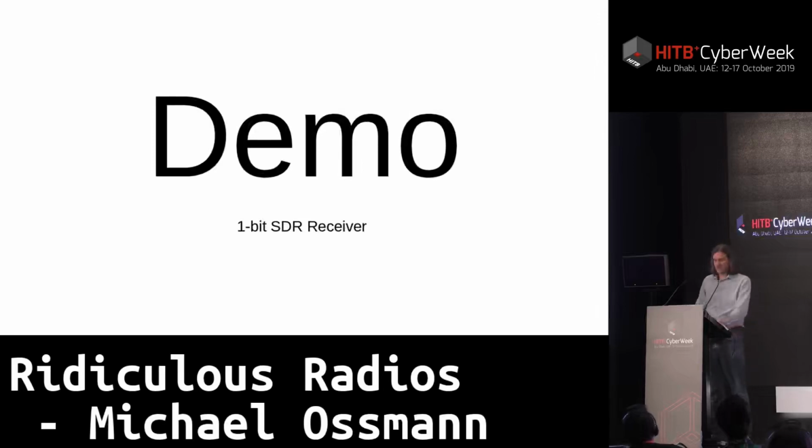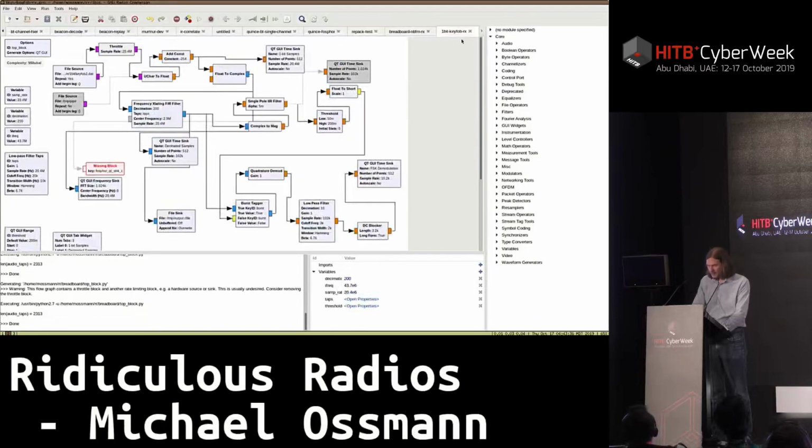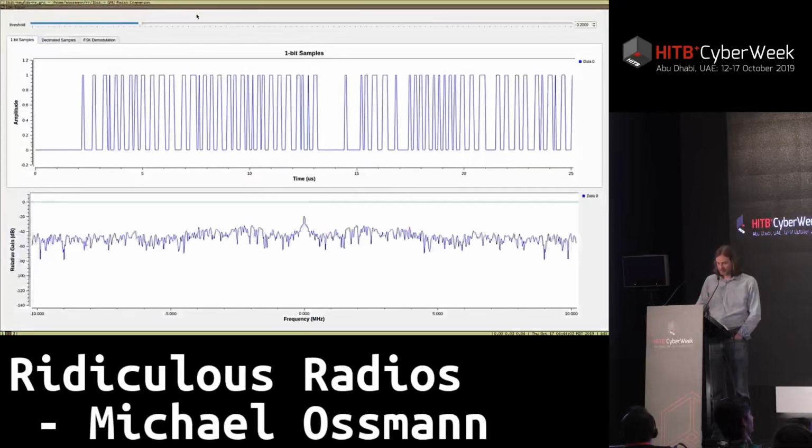So here's a little demo of our 1-bit SDR receiver. And this one is also in GNU Radio. And so this is a slightly more complicated flow graph. But basically, we're doing a very similar thing to what I was doing in the 1-bit SDR flow graph, in that we are trying to extract a frequency modulated transmission from this signal. And let me show you what this looks like.